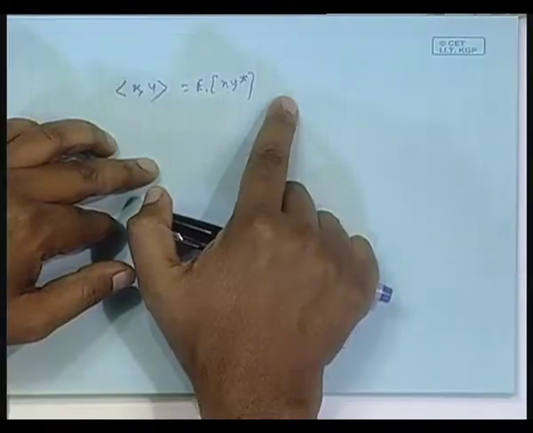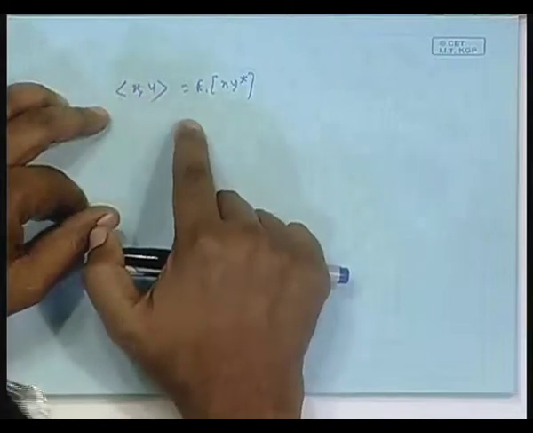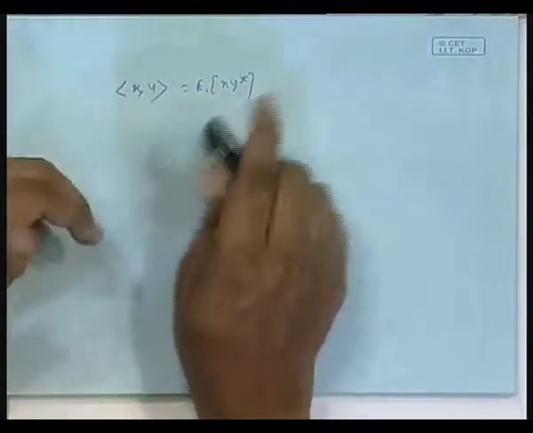But if 0 mean, uncorrelated means x is orthogonal to y. Orthogonal means this inner product is 0. Uncorrelated means this is equal to E of x into E of y star. But if they are 0 mean, both the things are the same.